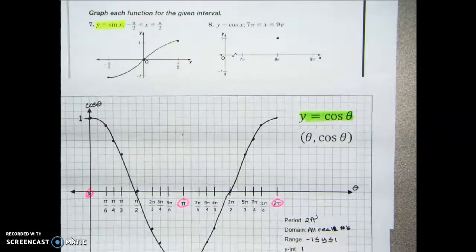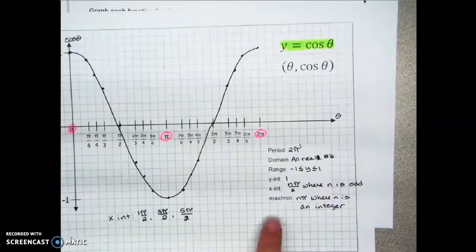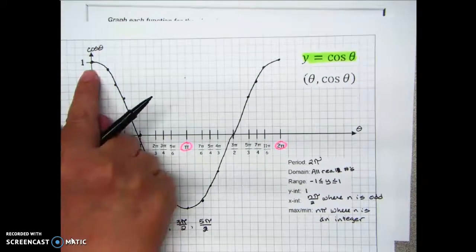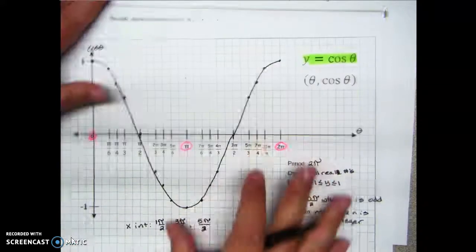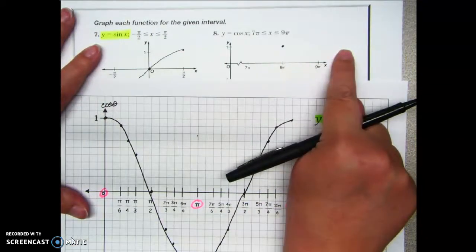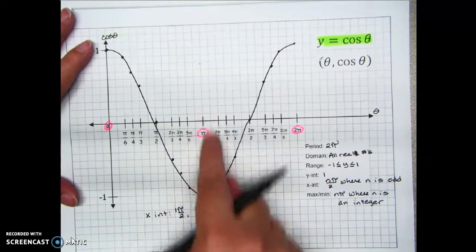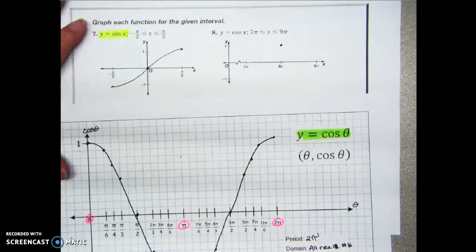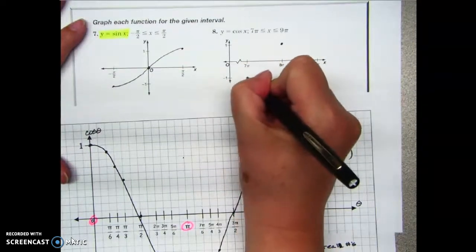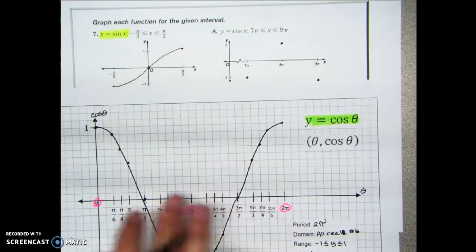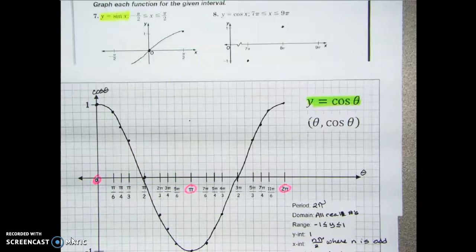So then let's take a look. We said here maxes and mins occur where we have n pi. So notice I have a maximum at 1 and a maximum at 2 pi. So all my even pi's are going to be at 1. That means that my minimums are all going to be at odd pi's. So 1 pi is down at a minimum. So that means that 7 pi will be at a minimum and 9 pi will be at a minimum. I don't know if I did that very well, but you get the idea.